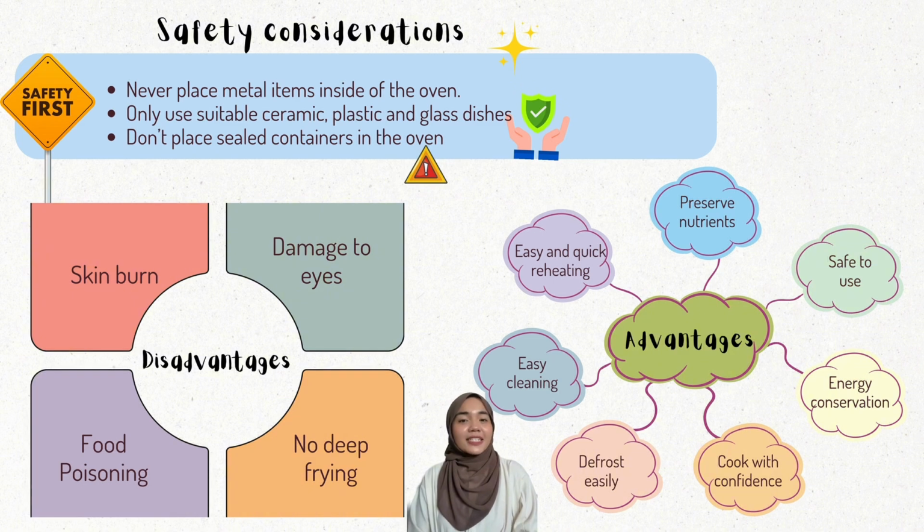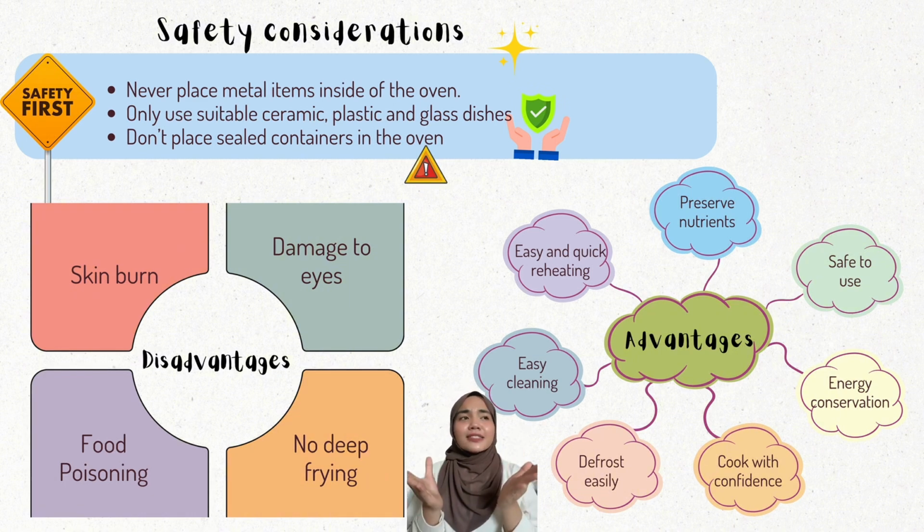Okay, so what are the disadvantages and advantages of using the microwave oven? The disadvantage of using the microwave oven is it may damage your eyes because of the light, and it may burn your skin because it is so hot, and the food you put inside the microwave may have some poison maybe. And fourth, no deep frying inside the microwave.